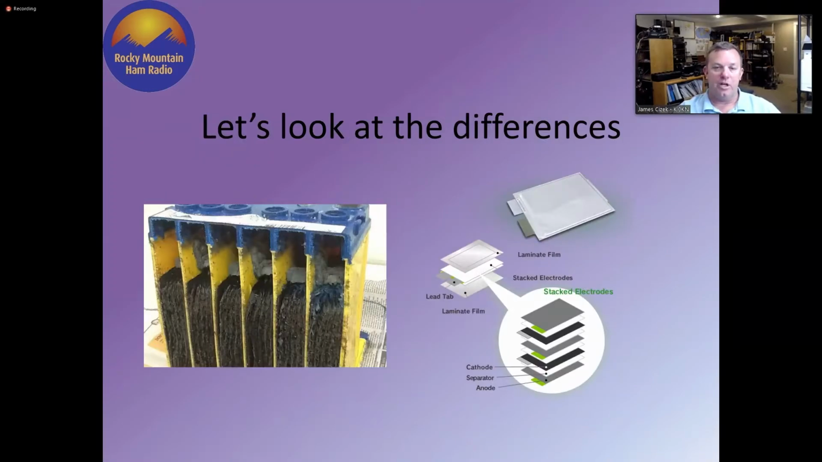So they're constructed with the same idea. We have plates with an electrolyte and terminals at each end. On the left, we have a typical lead acid battery. On the right, it's a lithium-based polymer, stacked with film inside of a little package.